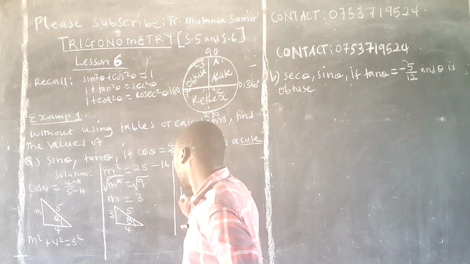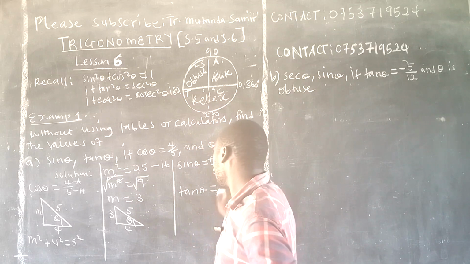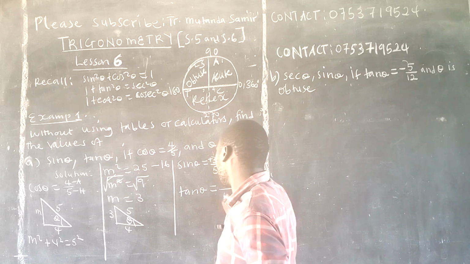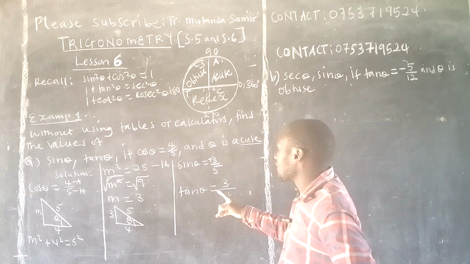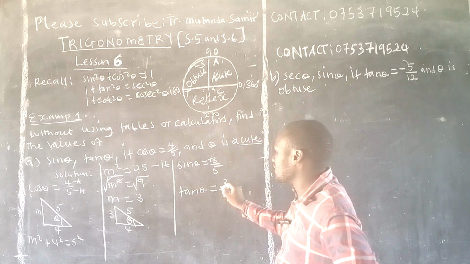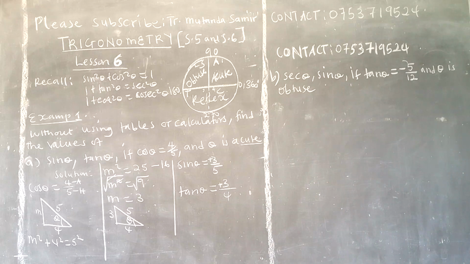After that, let's read off tan. So tan of theta is equal to opposite over adjacent, which is 4. So it is 3 over 4. Now, this one here, tan, in the acute area, tan is positive because all trig functions in that area are positive. We have part B, find the values of sec theta, comma, sine theta, if tan theta is equal to negative 5 over 12 and theta is obtuse.